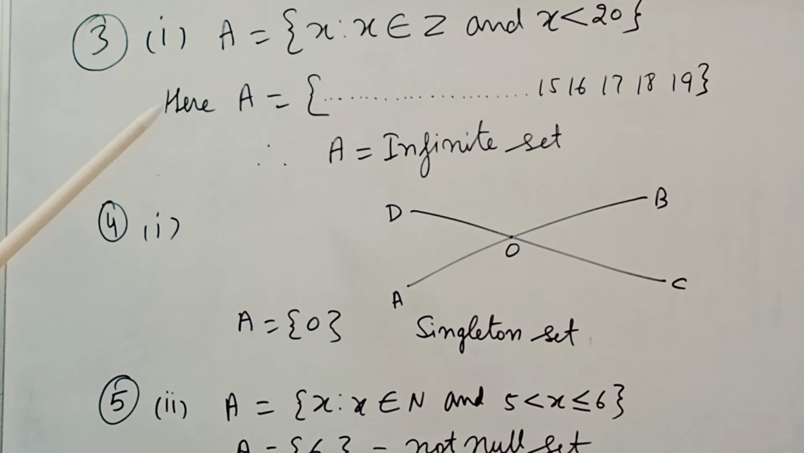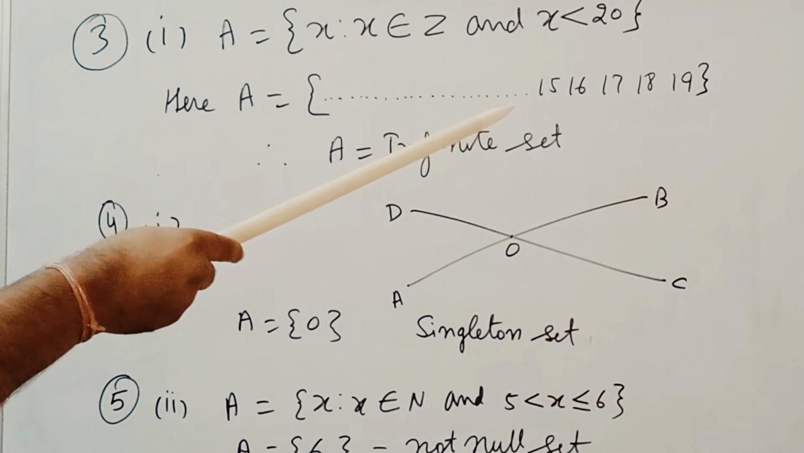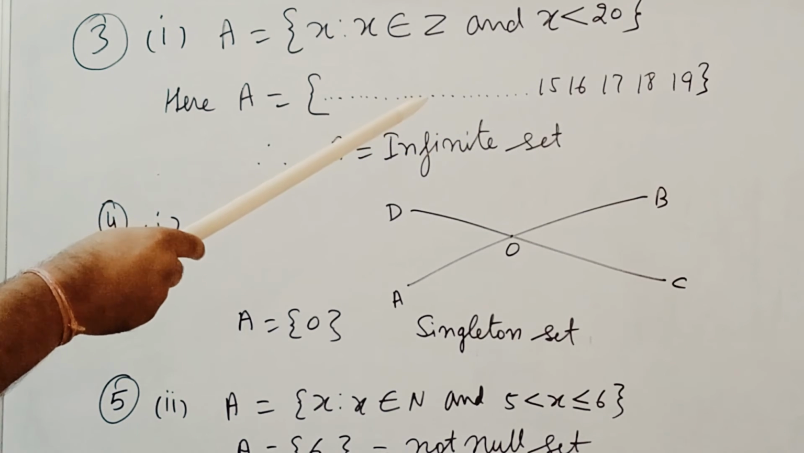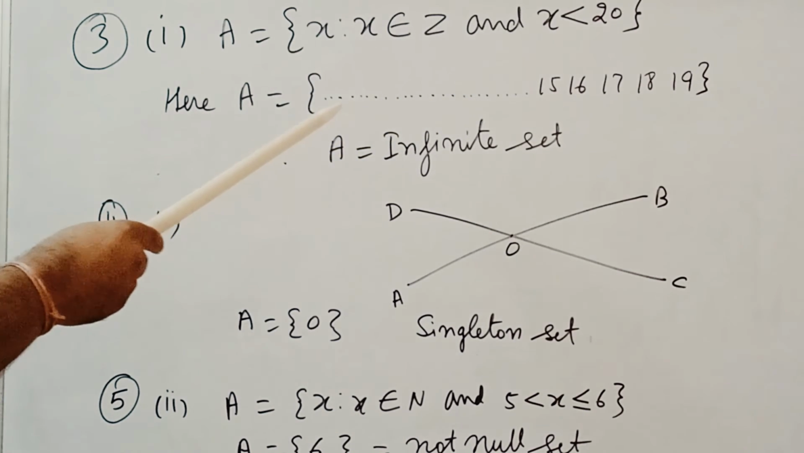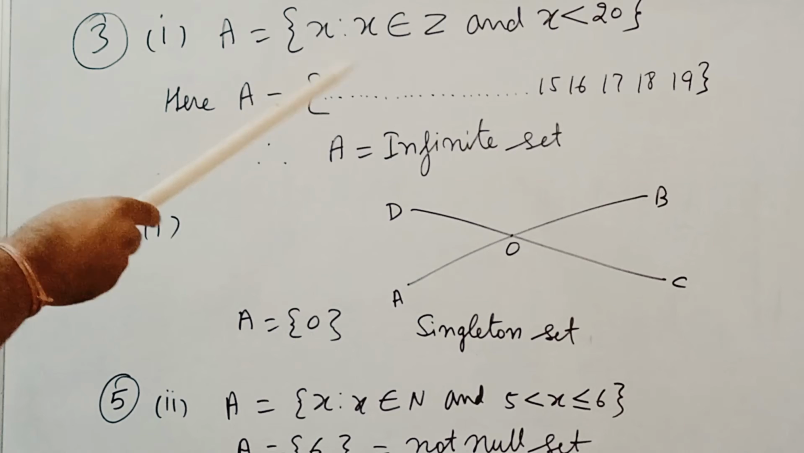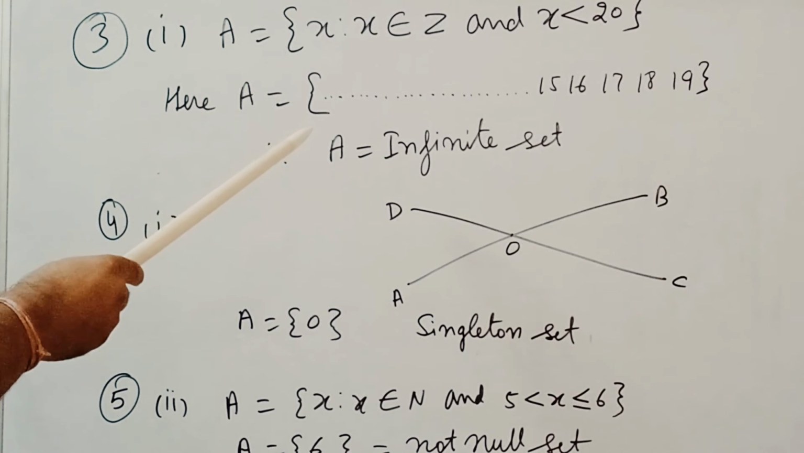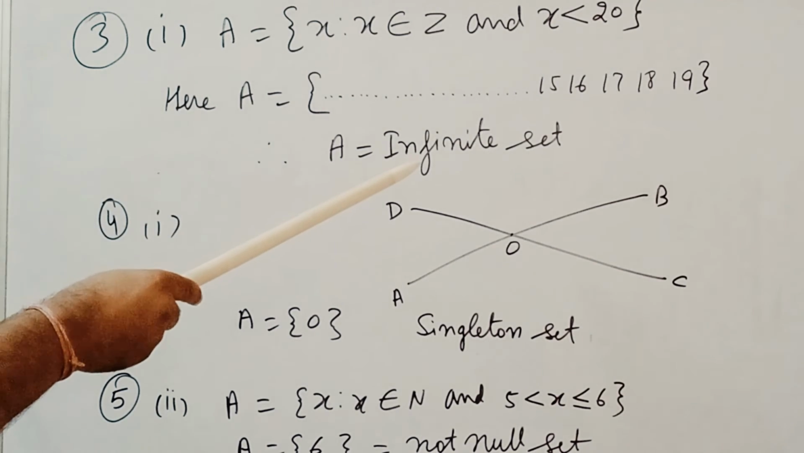So first prepare the set A. As given, x is less than 20, so we will start from less than 20, that is 19, 18, 17, 16, 15, and x is an integer, so we keep moving on the left side, because there is no limitation on the negative side. Therefore we have infinite numbers on the left side. So set A is an infinite set.